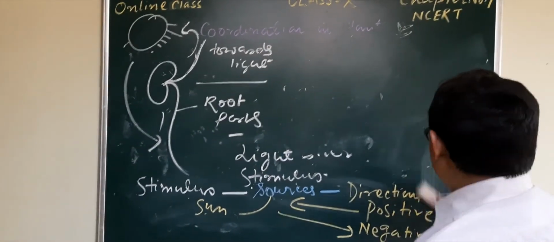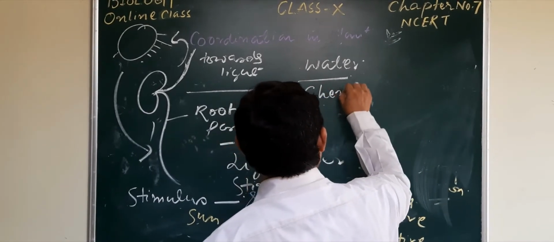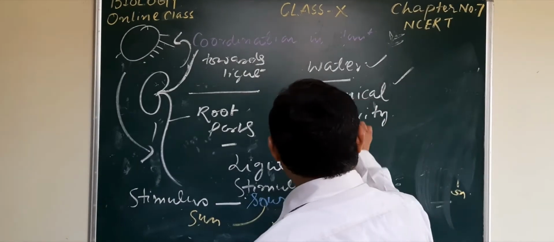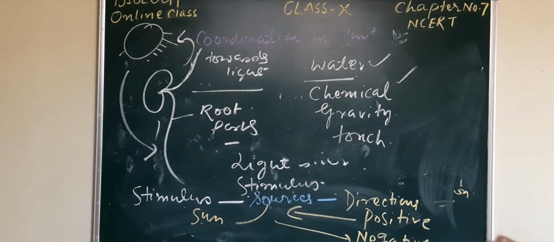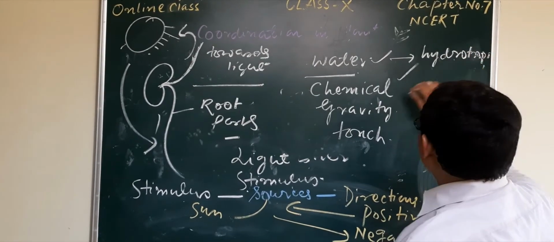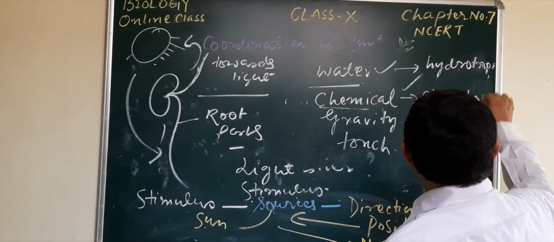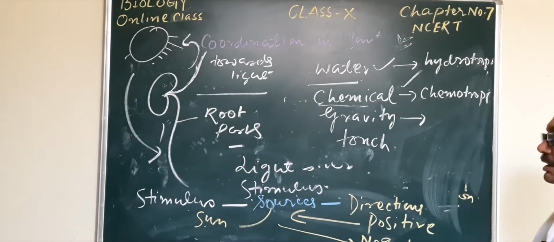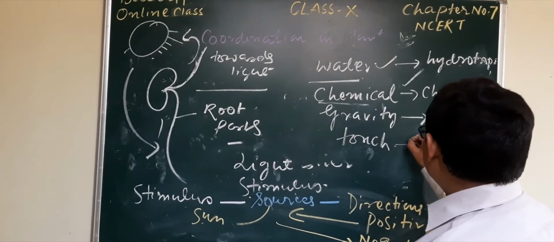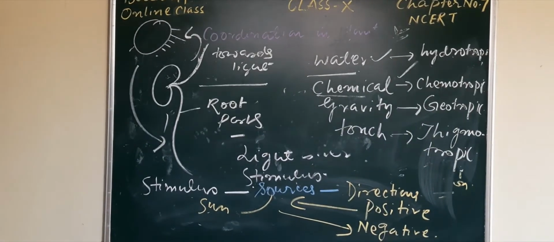Like in the case of nastic movements, here also there are different types. If water is the stimulus, if chemical substances are the stimulus, gravity or touch may be a stimulus. Depending upon all these factors, there may be various types: water, that means hydrotropic, you may add tropic here. If there is a chemical substance involvement, then that is chemotropic. If there is gravity, that means geotropic. If there is a touch, that is thigmotropic, and so on. So these are the different types of tropic movement.